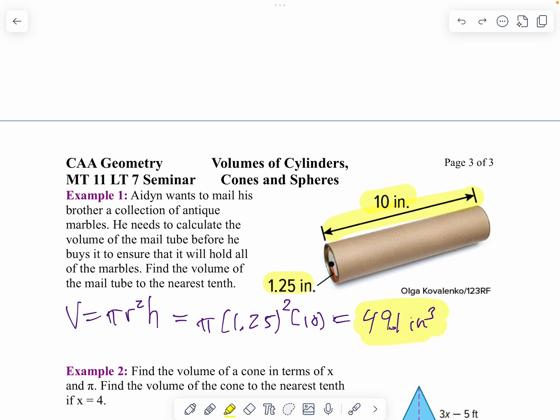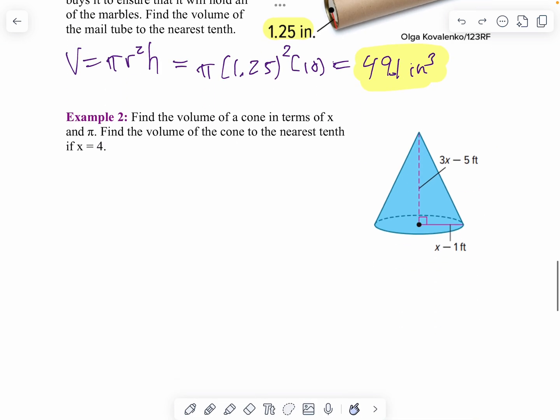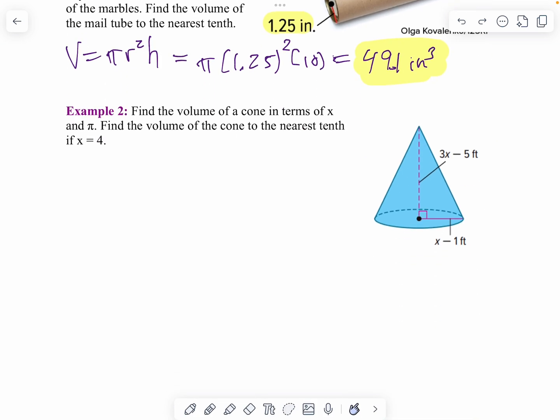And then if we take a look at our next one, we have some algebra we want to do. So I want to find the volume of this cone. The volume of a cone is 1/3 pi r squared h. On this problem, I want you to find the volume in terms of x and pi first, and then we'll substitute x in to find the answer when x is 4.